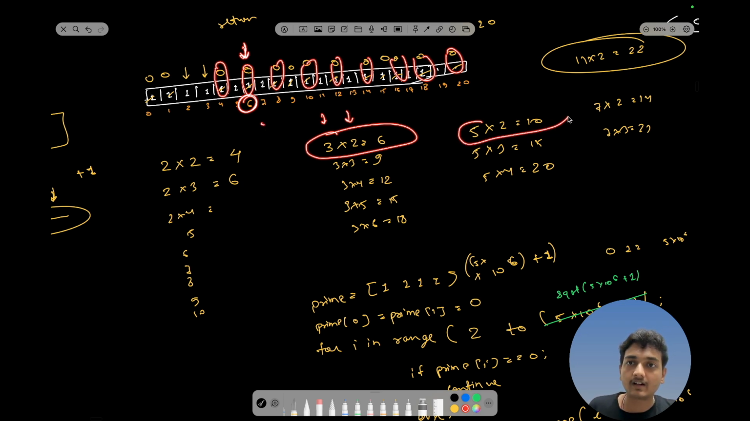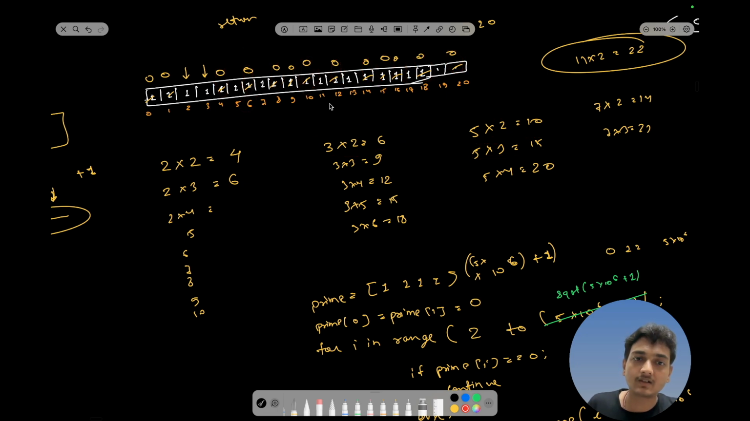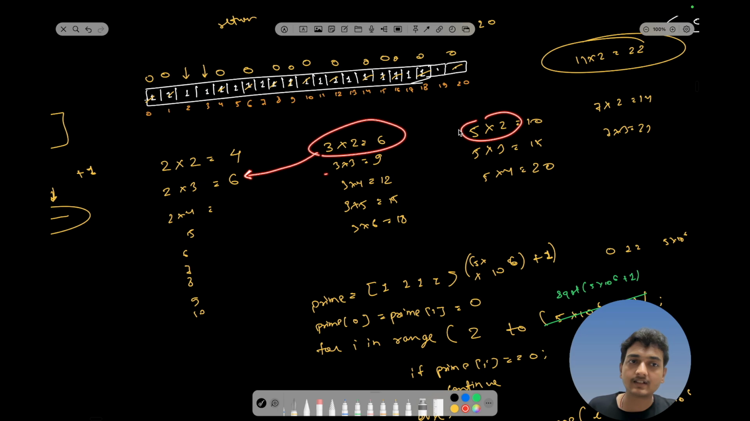Here I have written something like 5 into 2, and I come here and I can see that this is already marked. 5 into 3, it's already marked. 15 was already marked by 3, right? So the idea behind the optimization is: if I'm writing 2 into 3 and I'm again writing 3 into 2 here, I can see that 3 into 2 exists here, right? Similarly, if I write 5 into 2, I can see that 2 into 5 exists here. If I write 5 into 3, I can see that 3 into 5 exists here. I hope you got it.